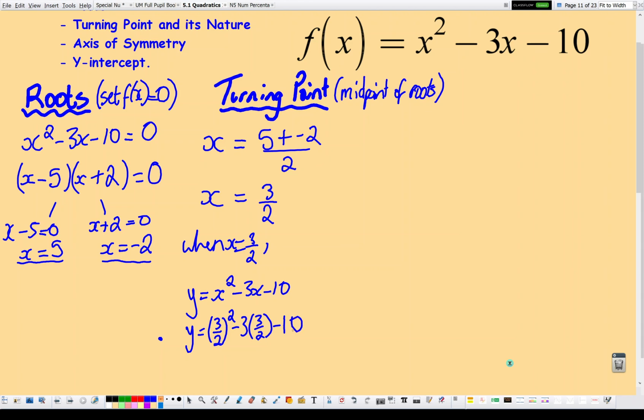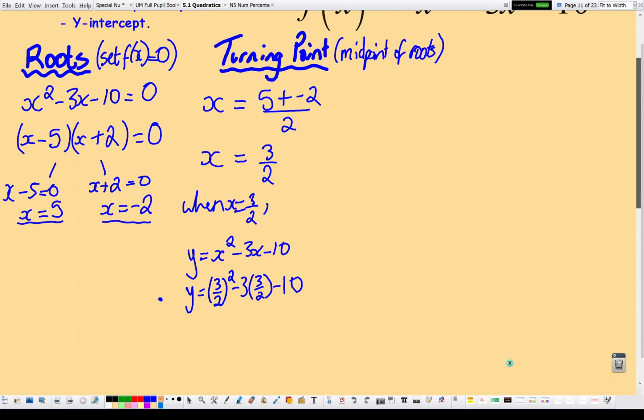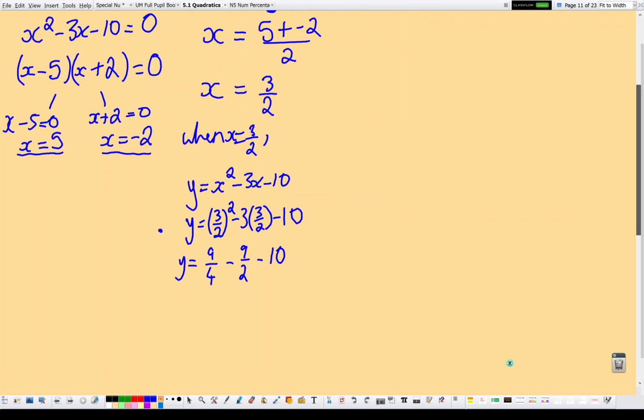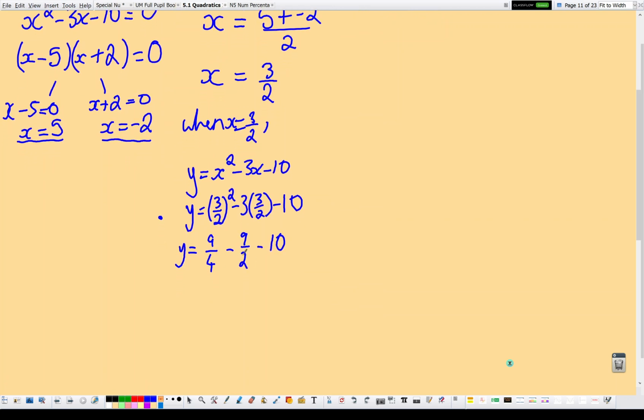As I say, it's usually not a fraction, so it's usually a lot easier to get this answer, but this particular example is a fraction. So square the top, square the bottom, so that's 9 over 4. Minus 3 times the top, so that's minus 9 over 2. And minus 10. This is good practice though of working with fractions. To be able to subtract these, we need to change them all to have the same denominator, so they all need to be something over 4. You have to form equivalent fractions.